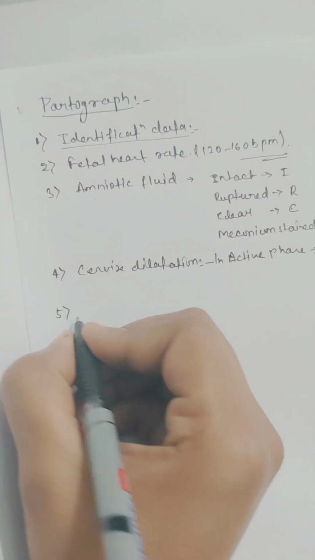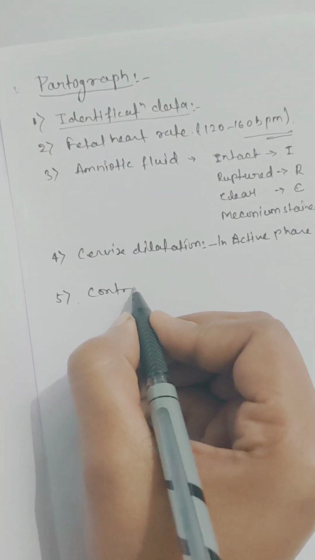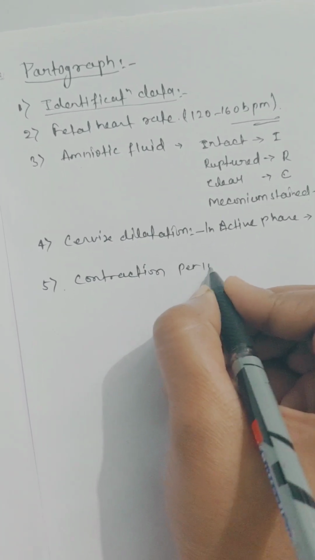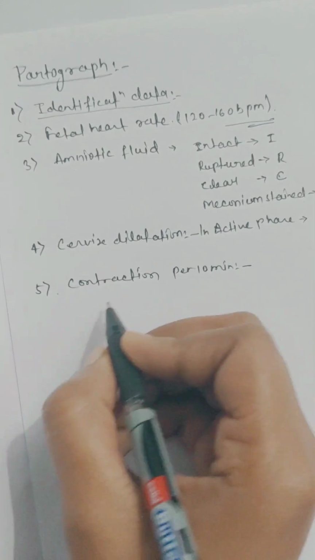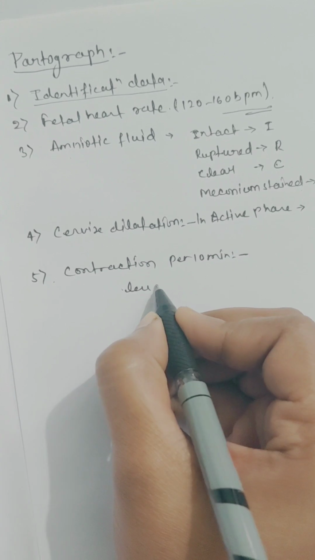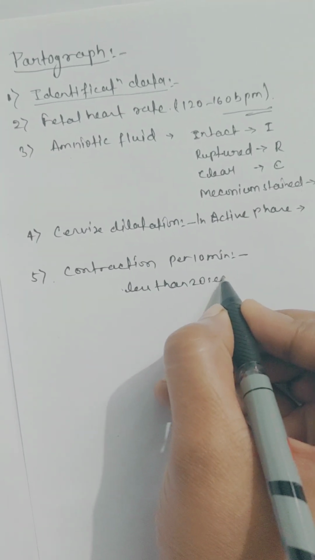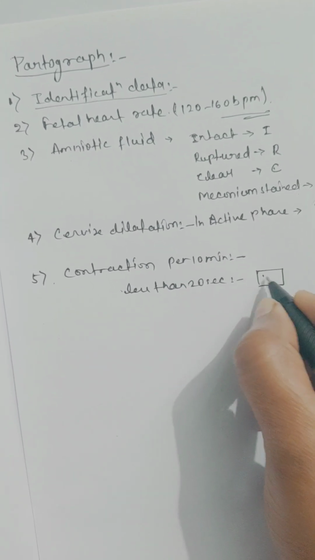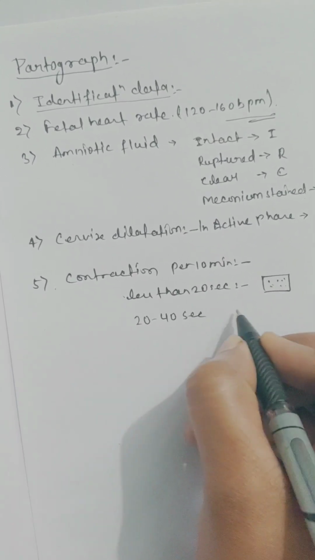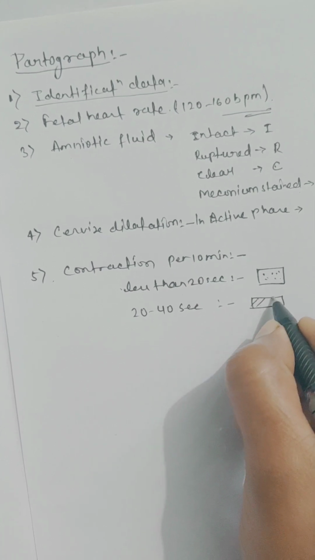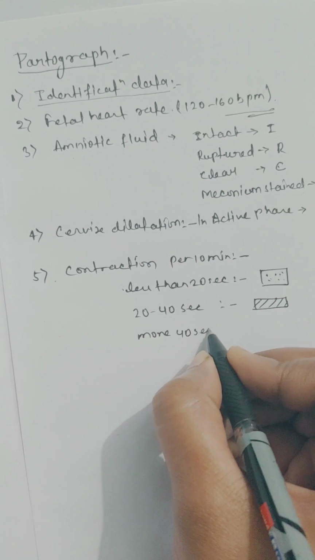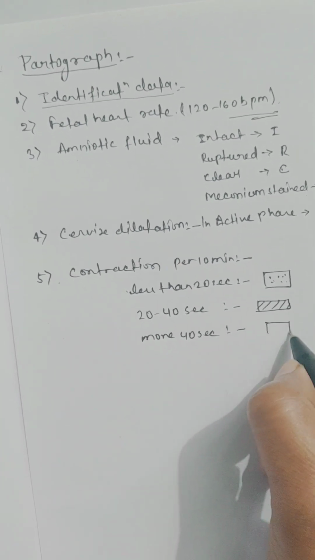The next one we have to fill is the contraction of the uterus. We have to fill it per 10 minutes. If the contraction is less than 20 seconds, then it is filled as dots. If it is between 20 to 40 seconds, then it is denoted as lines, and if it is more than 40 seconds, then it is denoted as shading.